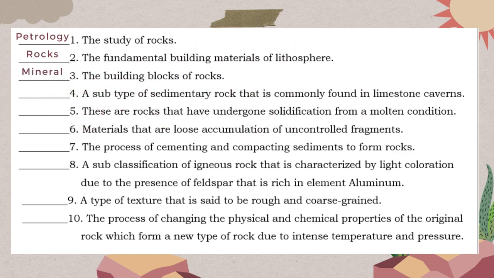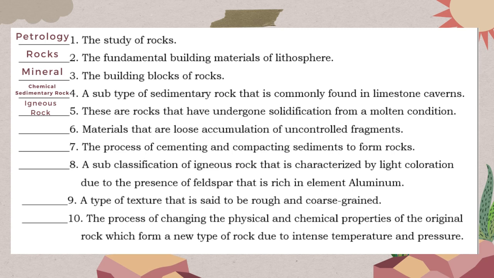Item number 4, a subtype of sedimentary rocks that is commonly found in limestone caverns. The correct answer is chemical sedimentary rock. Item number 5. These are rocks that have undergone solidification from a molten condition. The correct answer is igneous rock.